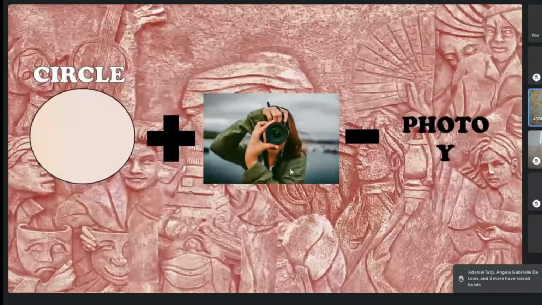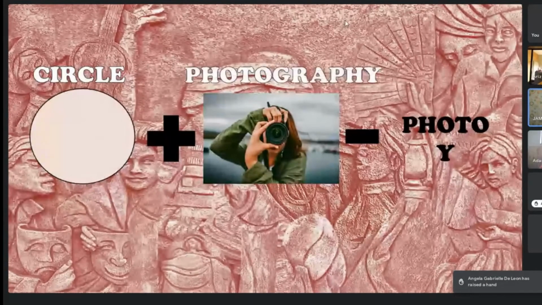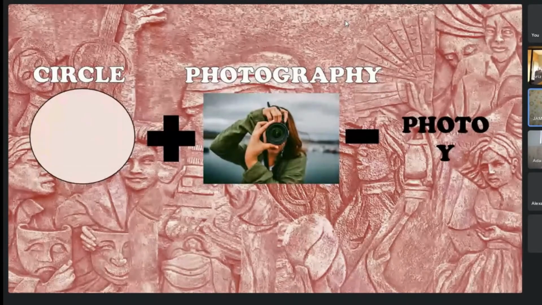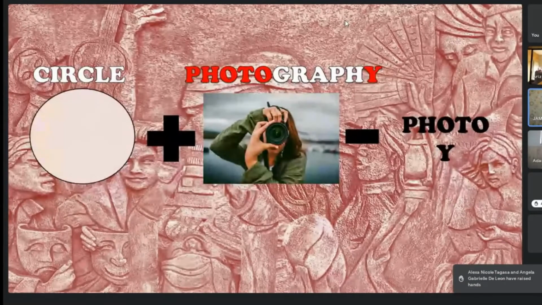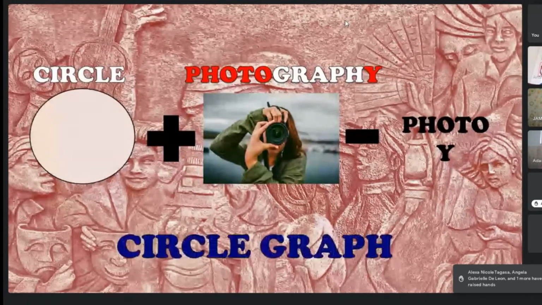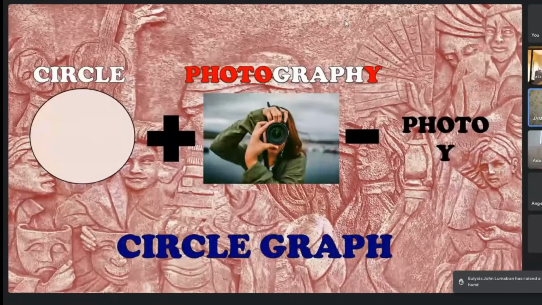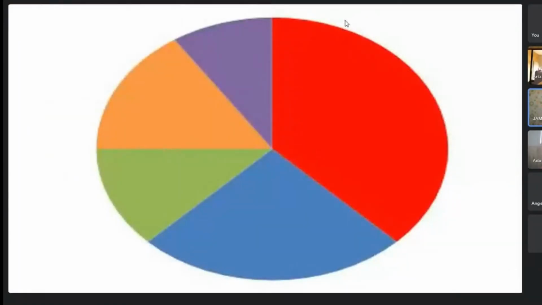We can see here a camera. Yes, Daniel. Photograph po. We have here photograph or photography. Then, after that, we are going to subtract the word photo. So, we have here photo minus photo and y. Therefore, what will be the first graph we have? Let's have Angela. Circle graph po. Very good. So, we have here the circle graph.